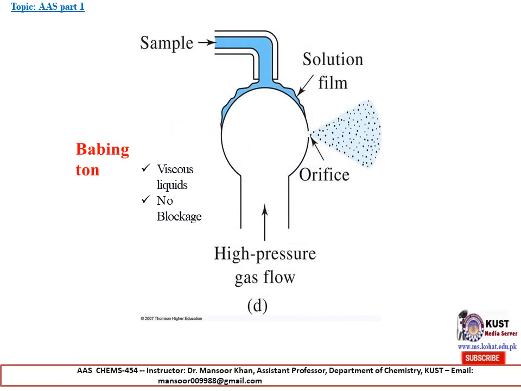This is another type of pneumatic nebulizer which is called Babington. The sample solution comes and forms a solution film. This is basically used for viscous liquids. No blockage takes place in this case, and there is an orifice. When the high gas flow passes through the bulb, it converts the liquid into smaller portions, which is known as spray. This is another type of pneumatic nebulizer, the most largely used one, and it has a large number of advantages as compared to the other pneumatic nebulizers.